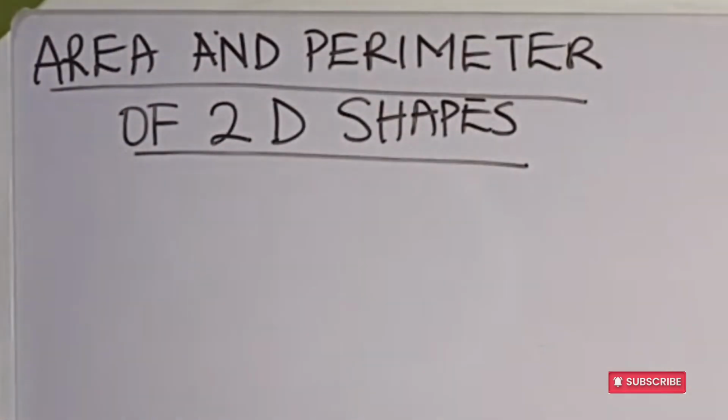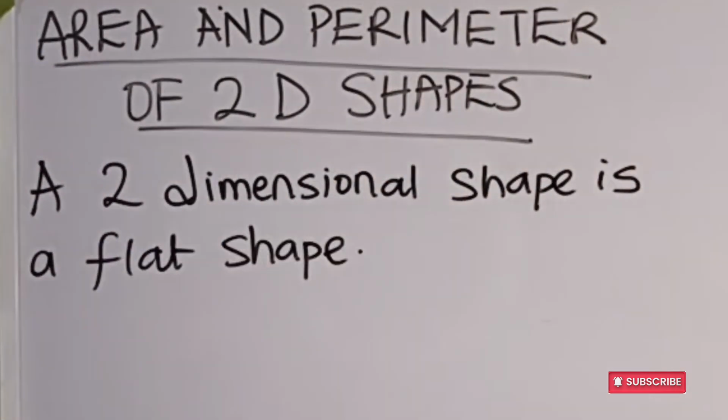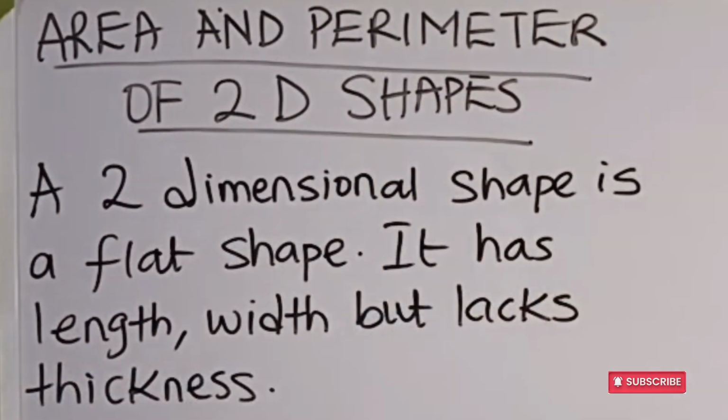So, area and perimeter of 2D shapes. First thing we need to know is what is a 2D shape. 2D means two-dimensional shape. Okay.